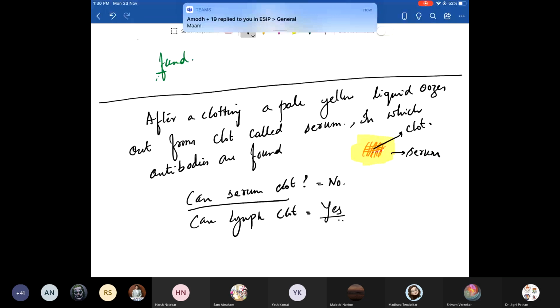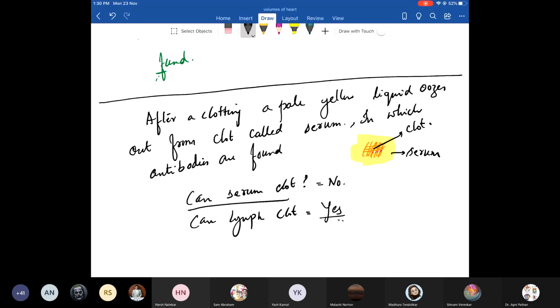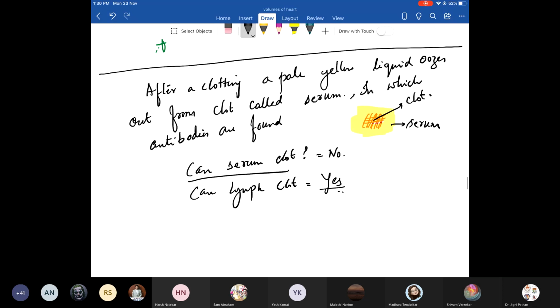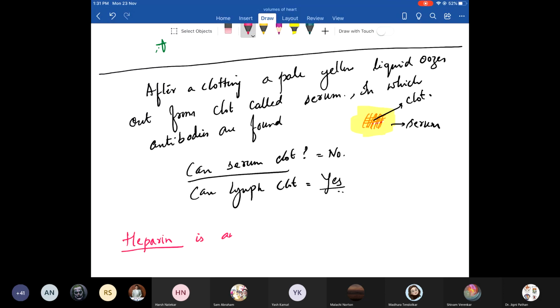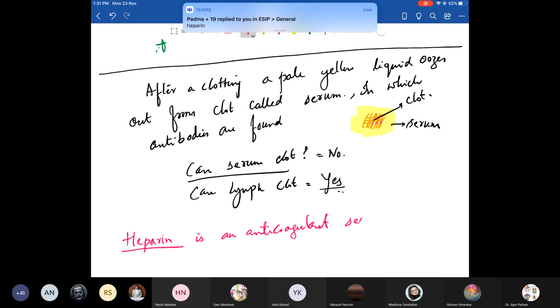Okay, good. Now tell me, in the body the blood does not clot; it keeps on flowing. What is the factor or component present in the blood that helps it stay in liquid form rather than clotting? Which molecule keeps the blood in liquid form? Very important question. Very nice, Lisa. It is heparin. Who secretes heparin? Heparin is an anticoagulant secreted by mast cells.